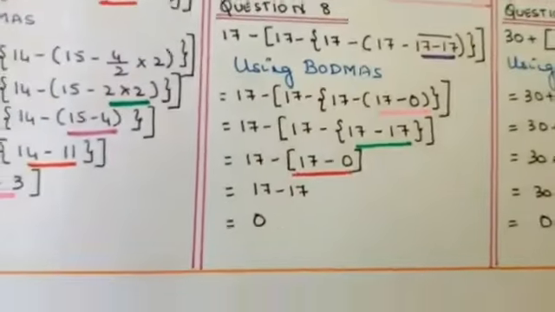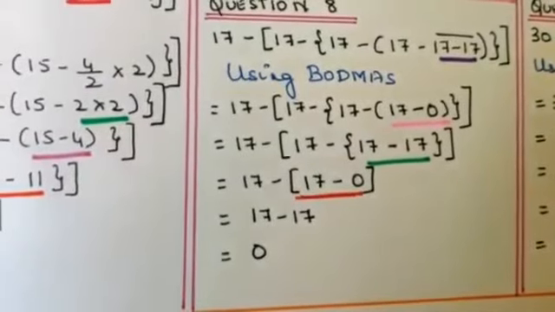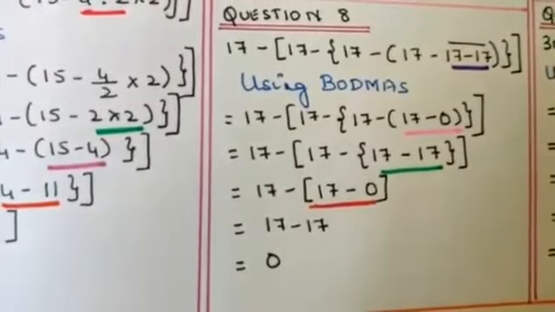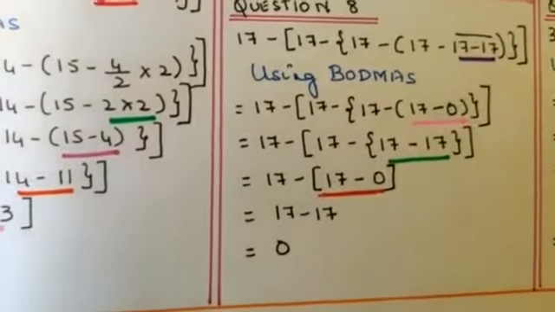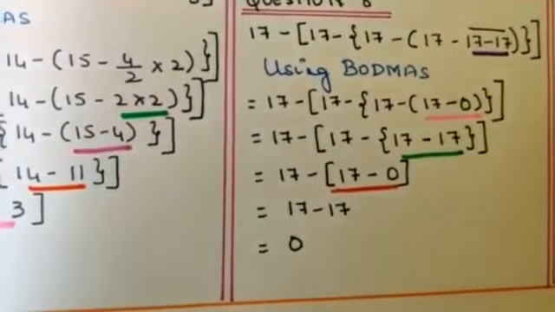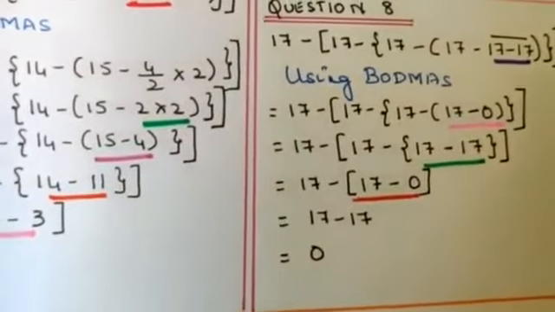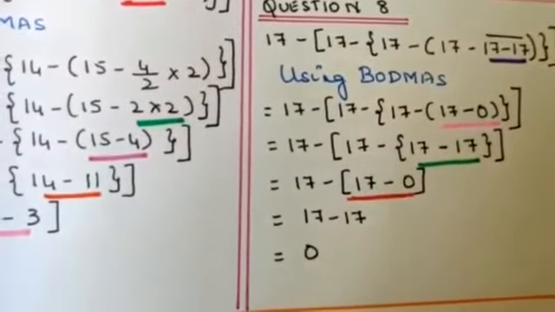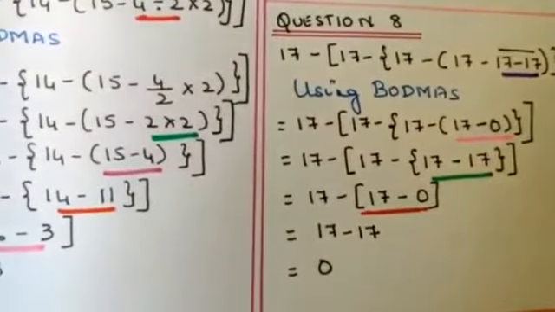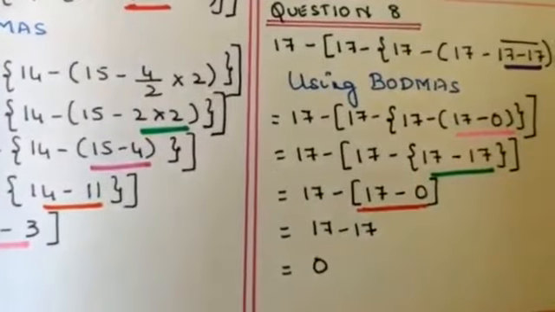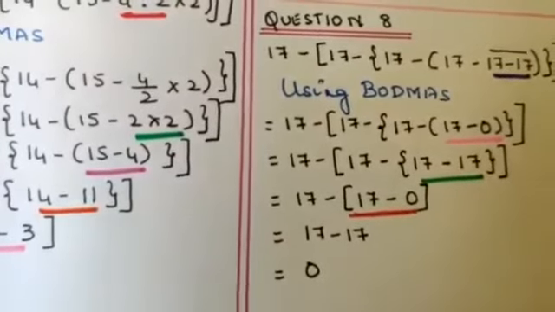Question number 8, everything is 17. So first we solve the vinculum bracket, which I have underlined in purple. So the expression after using BODMAS, we get 17 minus 17 minus 17 of 17 minus 0. Now move on to the simple bracket. You get 17 minus 0, that is 17. Therefore the expression becomes 17 minus 17 minus 17 minus 17 in the flower bracket. 17 minus 17 will become 0. So the expression 17 minus 17 minus 0. Now we get 17 minus 17, and therefore the answer is 0.